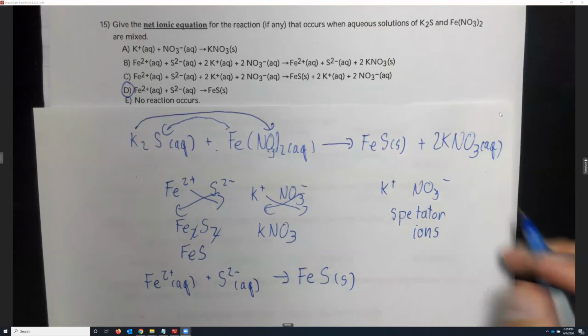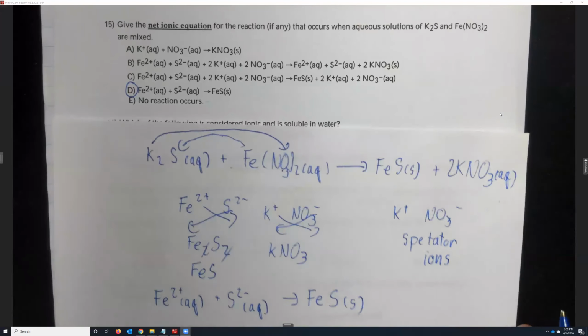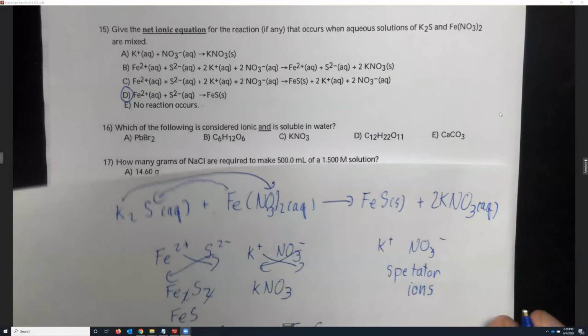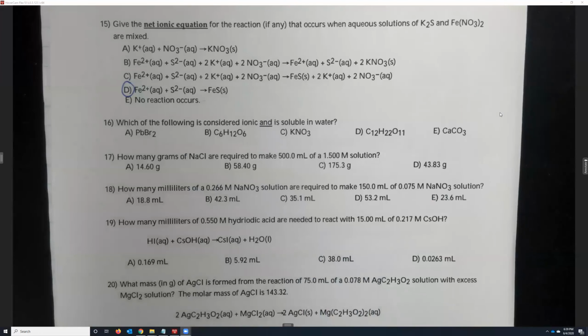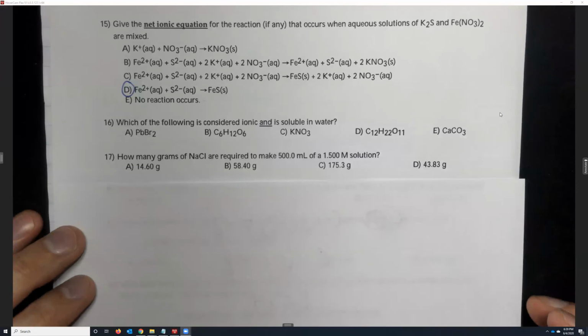Which two are the spectator ions? Well, that would be K plus and NO3 minus. All right, so I definitely should have printed out the solubility rules. But here's another example.